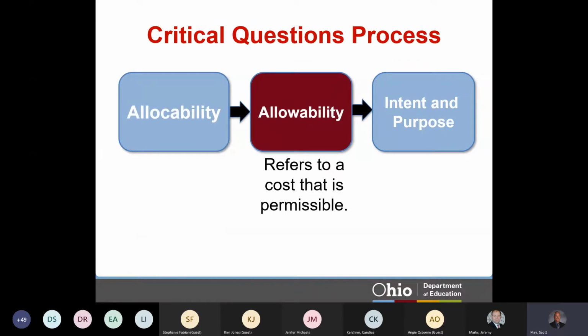For allowability, this refers to the cost. Is it permissible to do? Each grant has its own permissible activities, but they must also be reasonable and necessary. That's going to come up several times. Be allocable, kind of referring back to the previous slide, meaning the intent and purpose of each grant. Each grant has its own intent and purpose. It also must be included in the district improvement plan and the funding application.